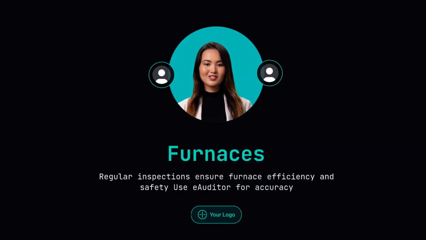Through systematic inspections, ensure your furnace operates efficiently and safely. Digital tools like eAuditor enhance accuracy and reduce downtime. Embrace these methods for optimal performance and energy savings.